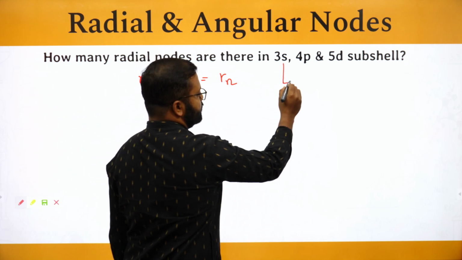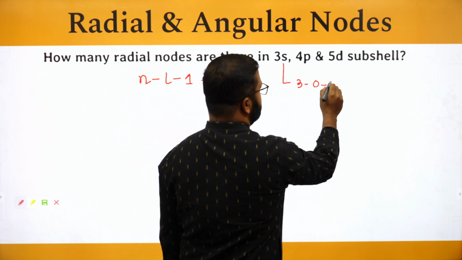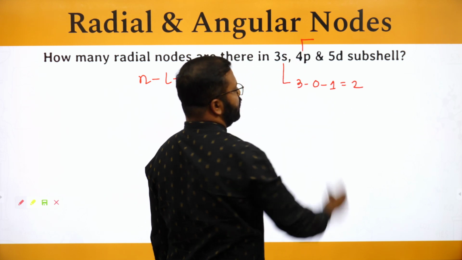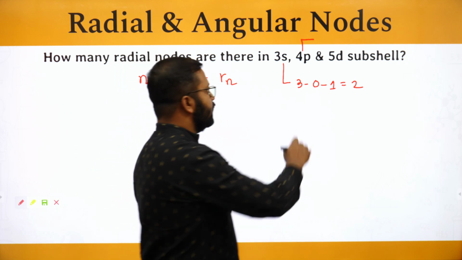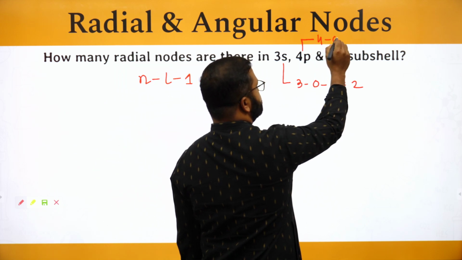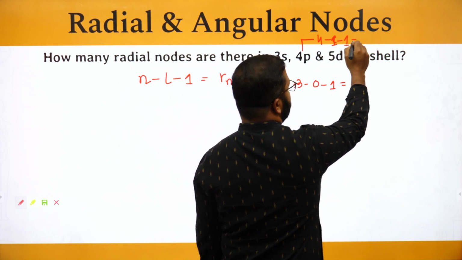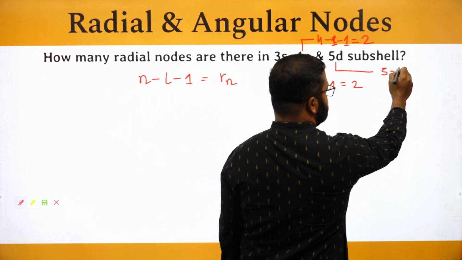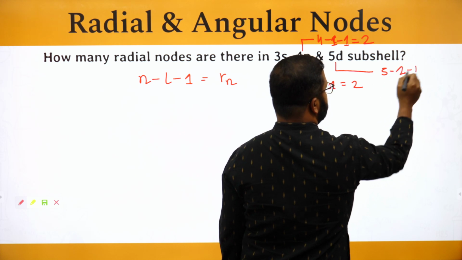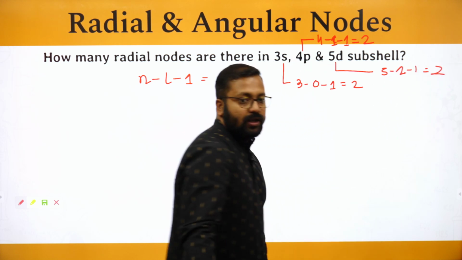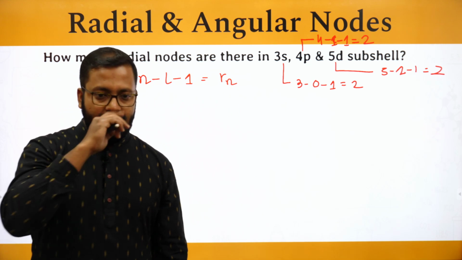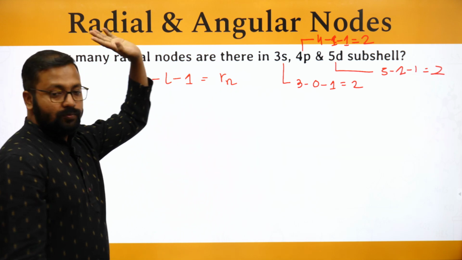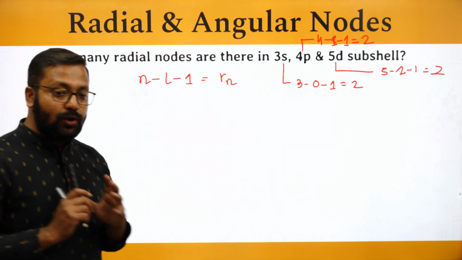So for 3s, it will be 3 minus 0 minus 1, that will be 2. For 4p, it will be 4 minus 1 minus 1, that will be 2. For 5d, 5 minus 2 minus 1, that will be 2. So the number of radial nodes, obviously Karthik, all of them will be 2.